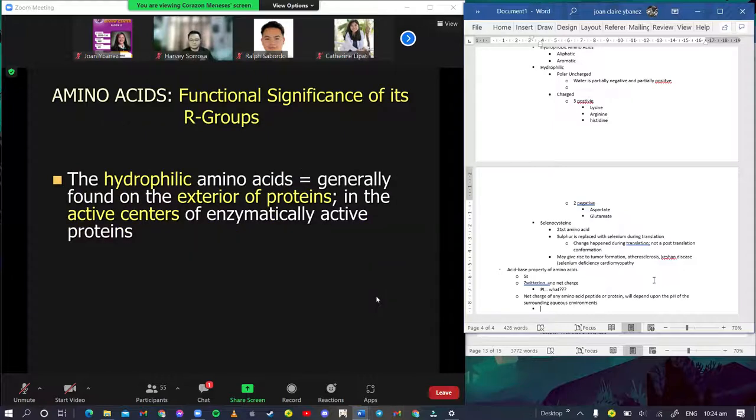So hydrophilic residues are found in the exterior of the protein because they can interact with water. I mean, the hydrophobic ones are found in the center. So if this is an enzyme, and it is found in the active site of the enzyme or in the interior, then it plays an important part in the function of the enzyme.